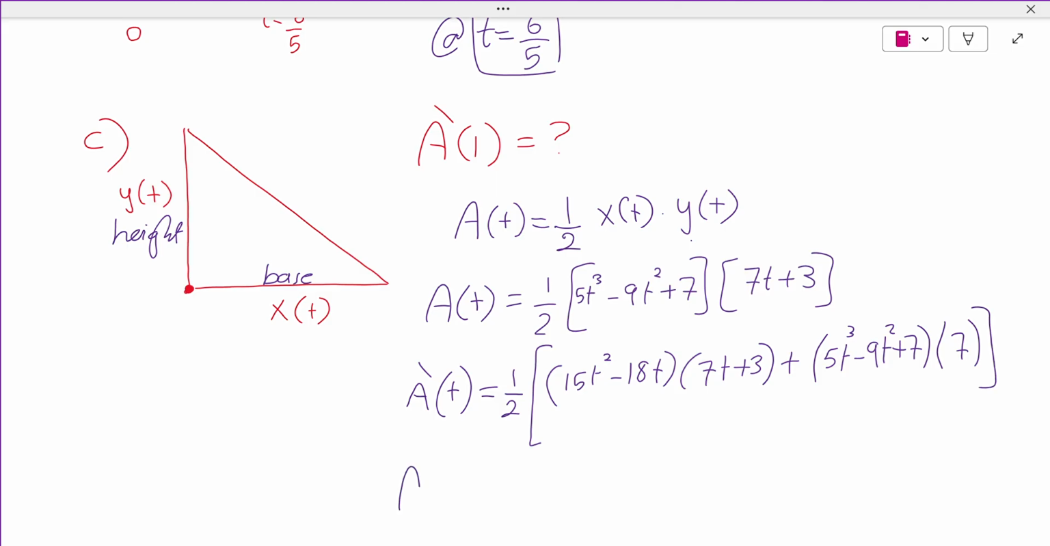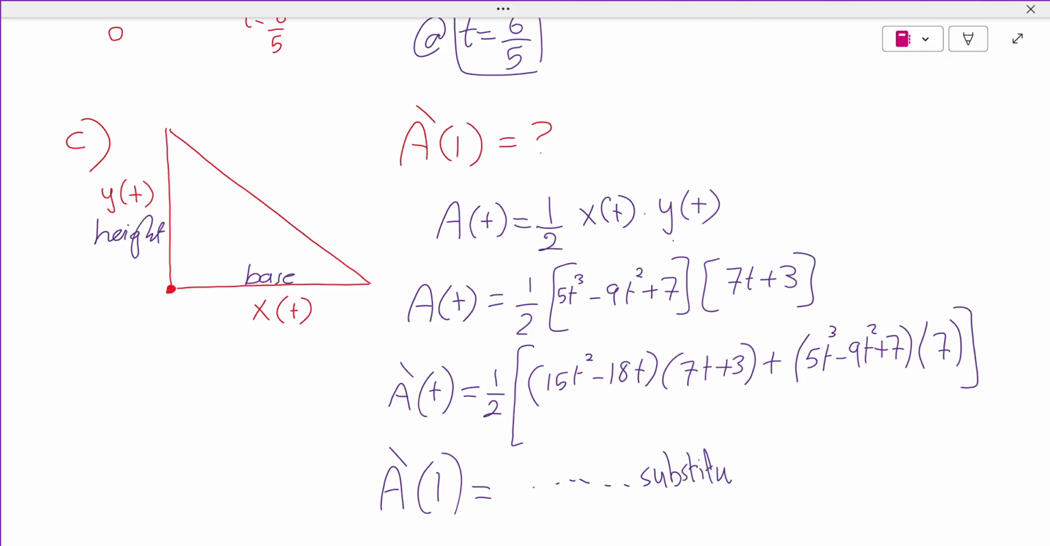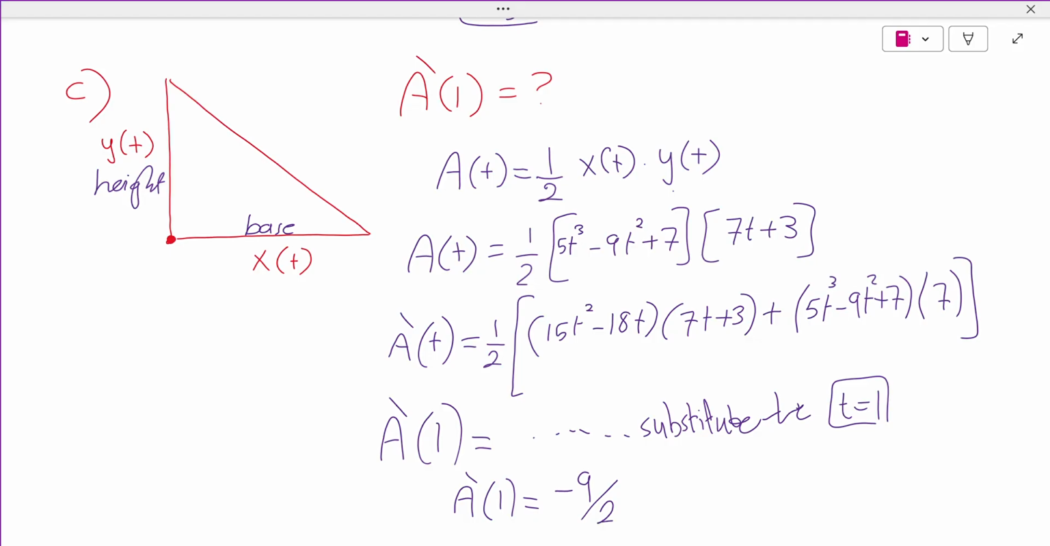So A prime of 1 equals, just substitute t equals 1. You will get A prime of 1 equals minus 9/2.